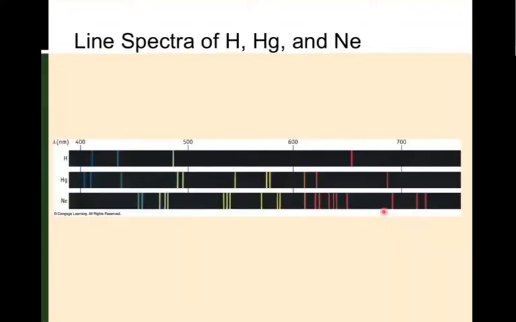And different elements have different fingerprints. So for example, hydrogen has about 4 that we can see in the visible range between 400 and 700. There are also some that we can see in the slightly UV, because our eyes can also see a wee bit into the UV, but only a little bit. And then mercury has a lot more lines. They are usually quite different from those of hydrogen. They correspond to those transitions between the orbits. And then neon as well has a different fingerprint.